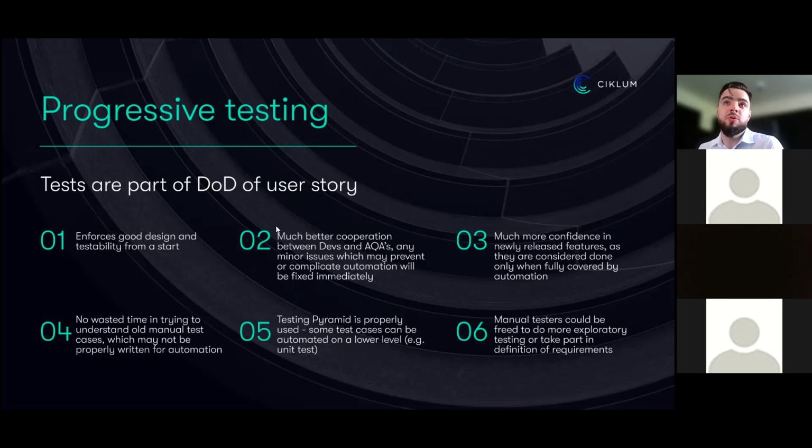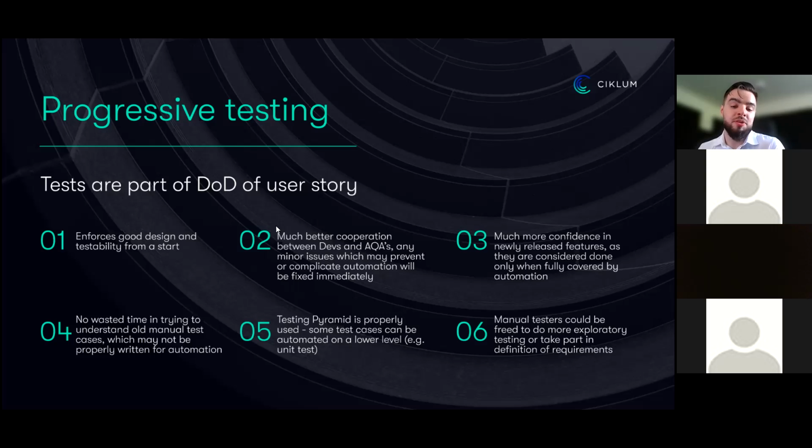Also, we don't waste time trying to understand old manual test cases, which usually are not properly written for automation. So we start writing test cases with automation in mind, and even if manual QA is involved, we cooperate with them, and these test cases would be much easier to write and convert into automation, or we just start from automation, and we don't have to go back to the QA and ask them about some old test cases. This way, we don't accumulate any new ones, which we have to take in the future anyway.